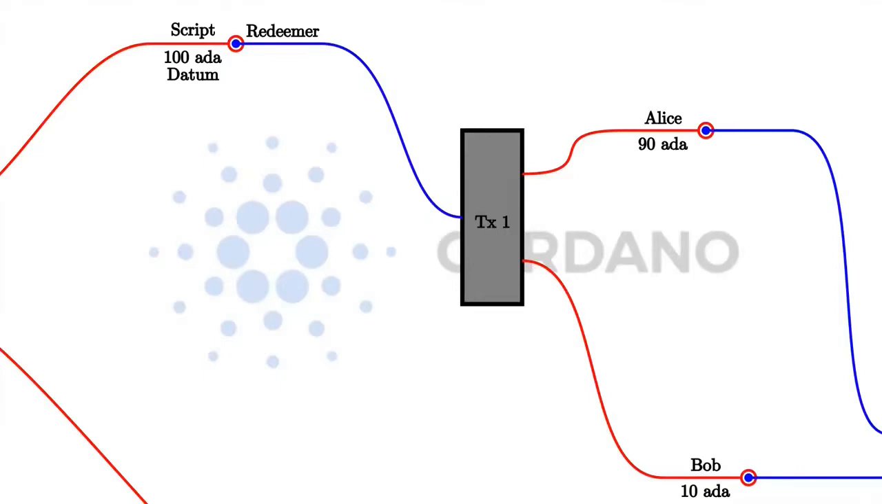And the script, as context, when it runs, sees the spending transaction, the transaction 1 in this example. So given the redeemer and the datum and the transaction with its other inputs and outputs, the script can run arbitrary logic to decide whether it's okay for this transaction to consume the output or not. And that is how Plutus works.